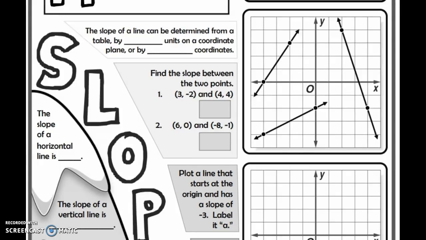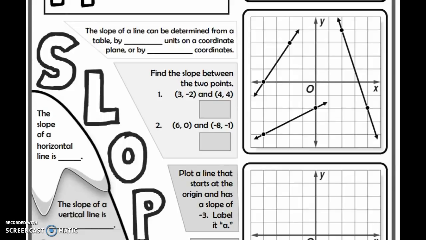All right, so the slope of a line can be determined by table. We just said by counting or subtracting. We're going to try one of each. Number 1 says find the slope between the 2 points. (3, -2) and (4, 4).